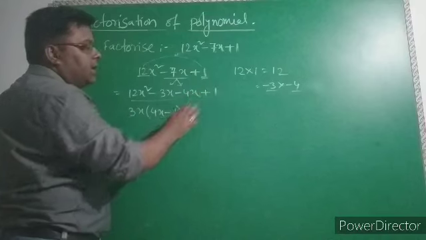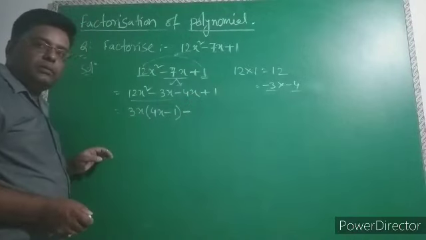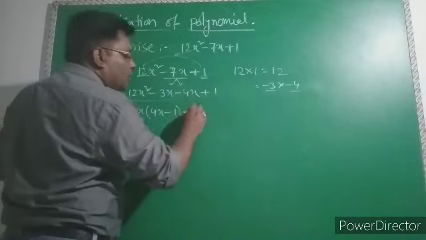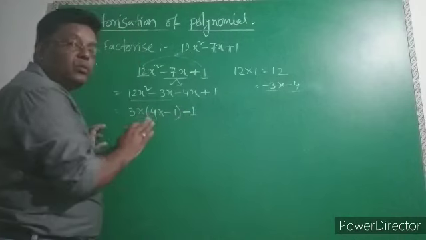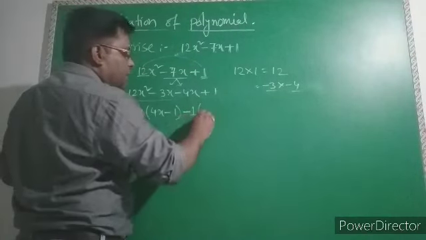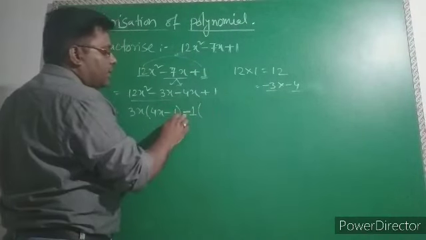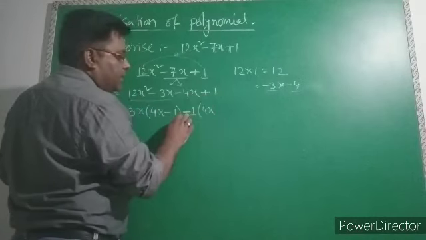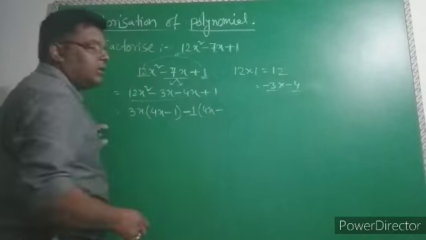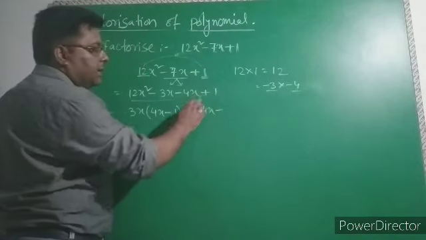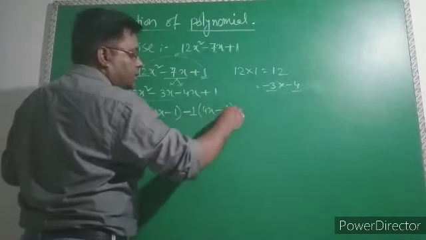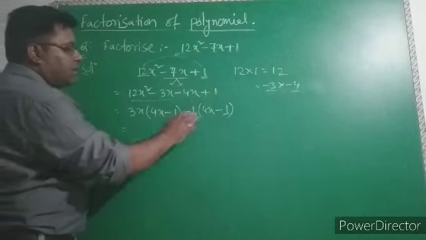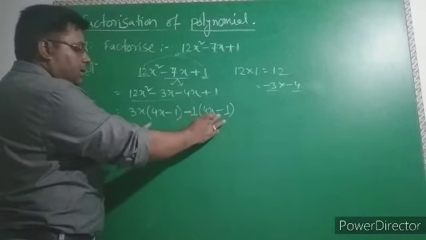So 4x and 1. Is there any common? No, that means you have to write 1. We have to write 1 here, remember. So minus is taken common, 4x remains 4x. So it's plus. If we take minus common, so it will be minus, because minus into minus becomes plus here. So 1. Now 4x minus 1 and 4x minus 1.